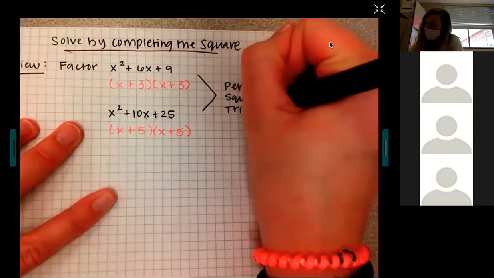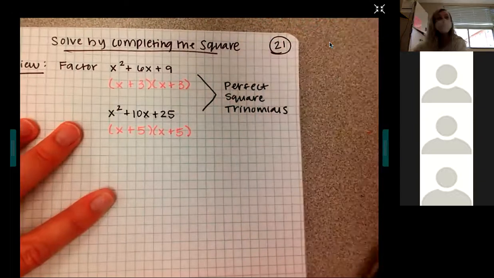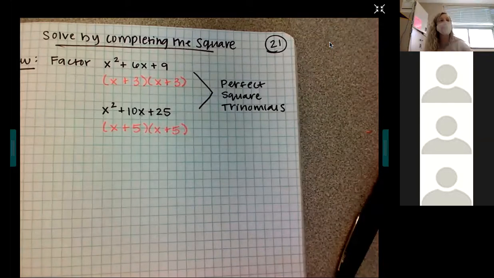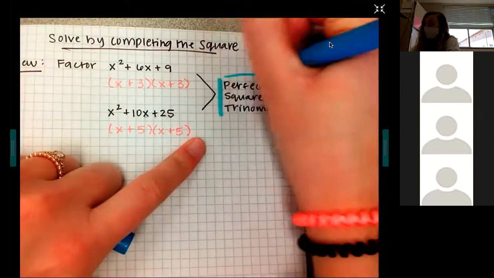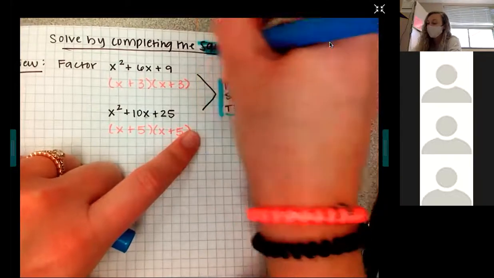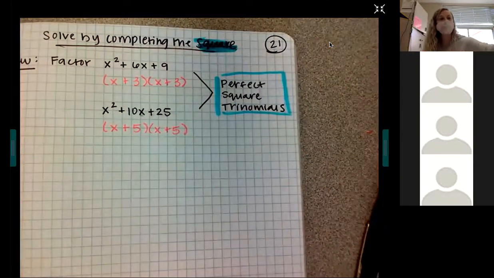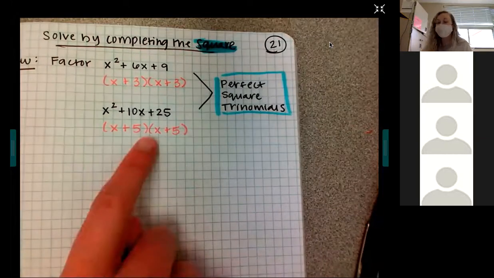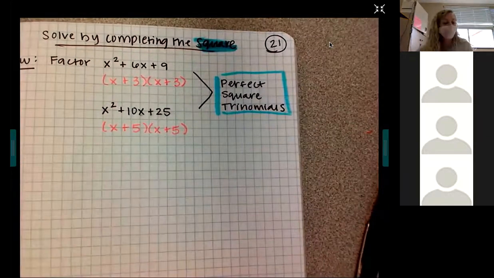So when I tell you that we are completing the square, what we are really doing is trying to write the quadratic as a perfect square trinomial. That's what that square up there means. So all the quadratics we're going to be given today, we're going to try to make them a perfect square trinomial so we can factor them like this. Is everybody okay with that?